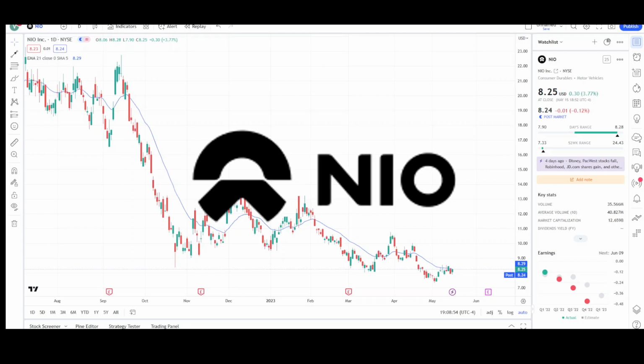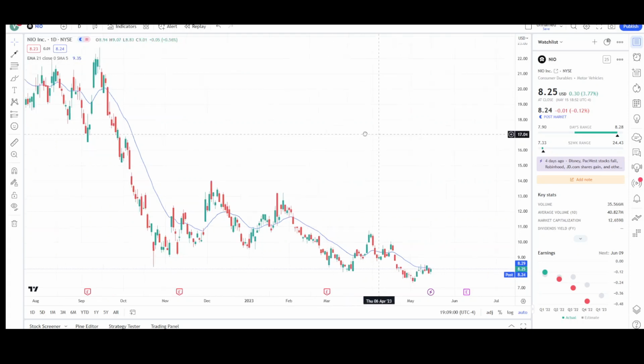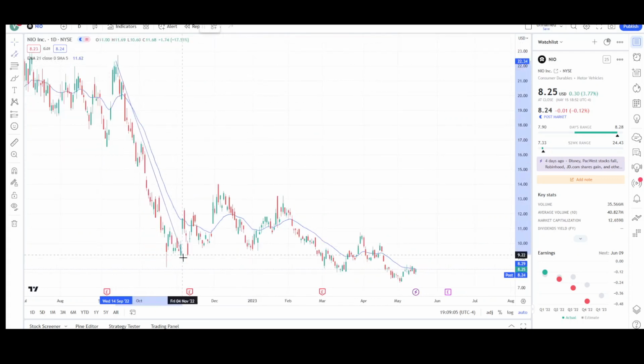I will first go over what I see on the daily chart and finish the video off with the weekly chart. So here we have NIO on the daily chart. Let's go over the previous price action just to have a reminder.